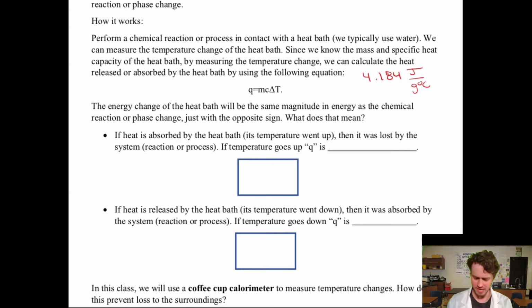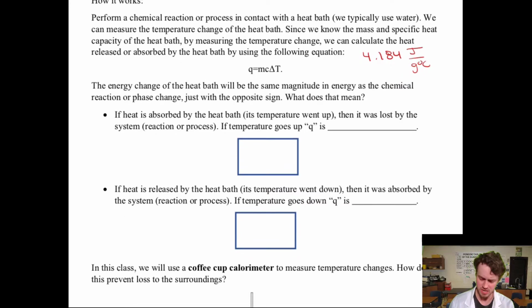So big point here, and what makes calorimetry different than how we ended last week, is that the energy change of the heat bath will be the same magnitude of energy as the chemical reaction or phase change, just with the opposite sign. That sounds like a really complicated way of saying something, right? So let's talk about exactly what that means.